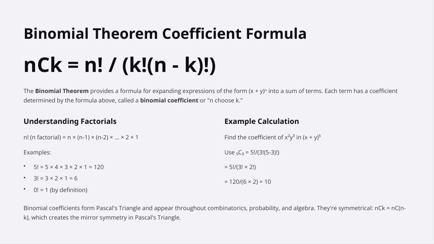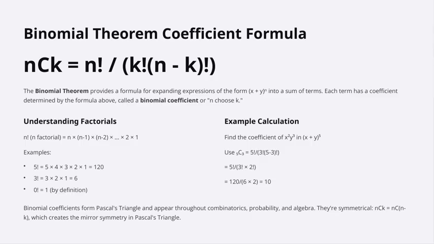Finally, it's worth noting that binomial coefficients are visually represented in Pascal's triangle. They also appear frequently in combinatorics, probability, and algebra. An interesting property is their symmetry. nCk equals nC(n minus k). This symmetry creates the mirror image pattern we see in Pascal's triangle, connecting all these concepts together in a really elegant way.